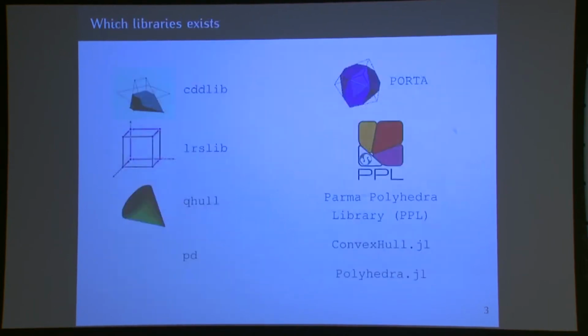So it's used in many problems, and there are actually many different libraries that exist. So there are CDD, LRS, Qhull, and so on. These are usually written in C or C++. And then there are also some implementations in pure Julia as well.